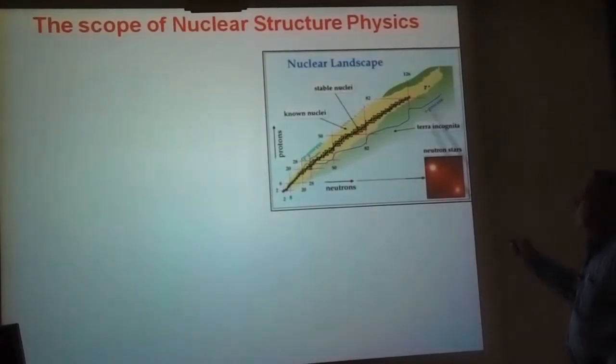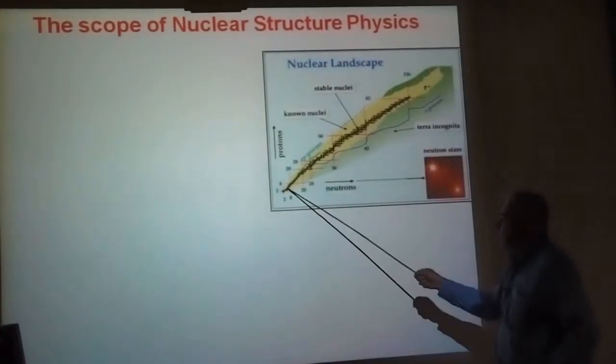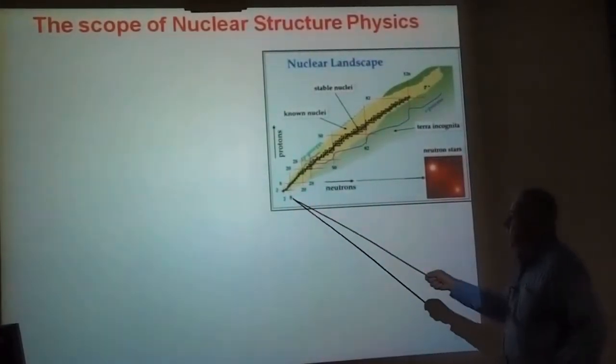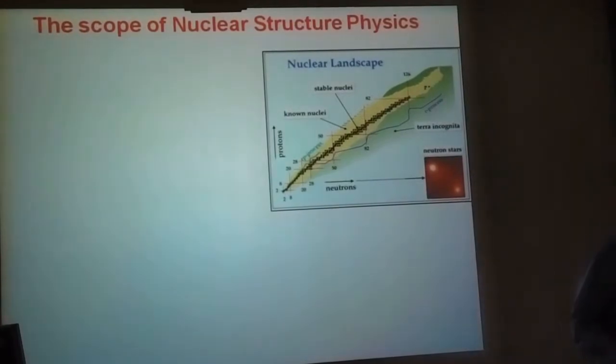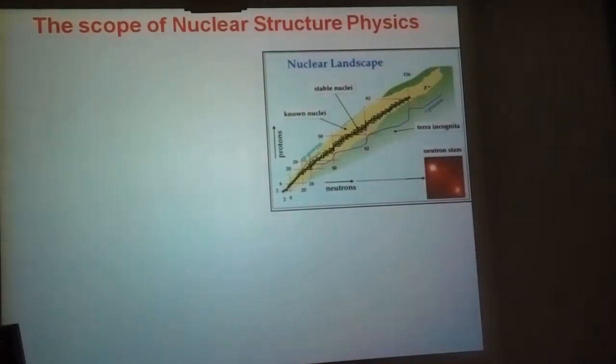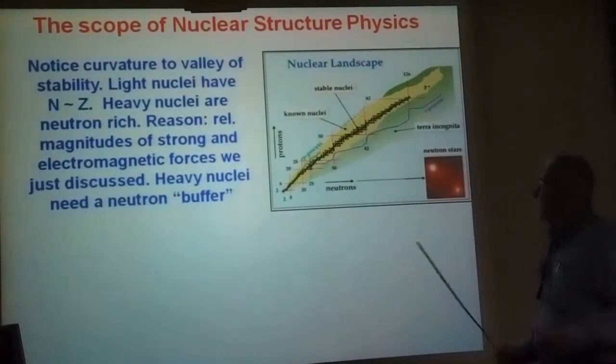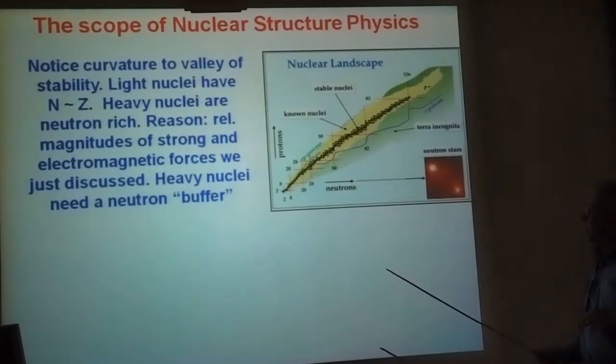What do you notice about this plot? If you look carefully, from here to about here, the stable nuclei have equal numbers of protons and neutrons. And that reflects the fact that the nuclear force, the strong force, is the same for proton-proton, neutron-neutron, neutron-proton. On the other hand, when you get to heavy nuclei, the stable ones have many, many more neutrons than protons. For example, lead-208 has 82 protons and 126 neutrons. And the reason for that is exactly what we just talked about, namely the competition between the strong force and the Coulomb force.